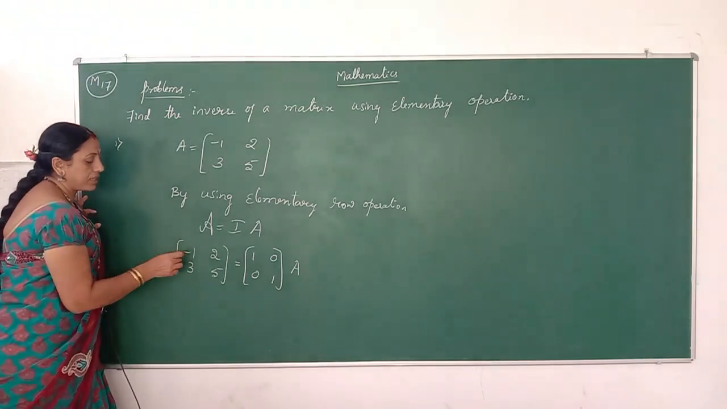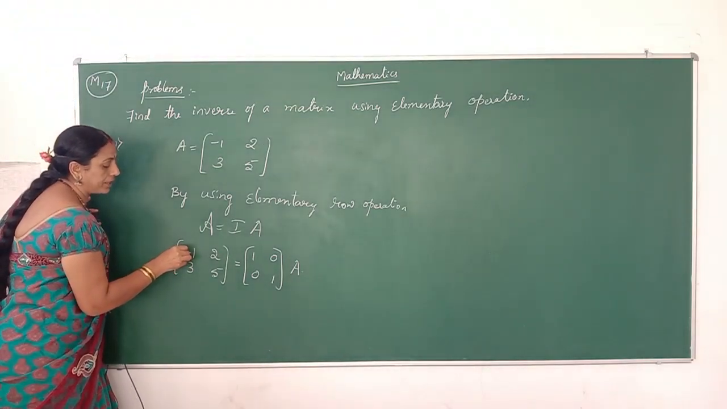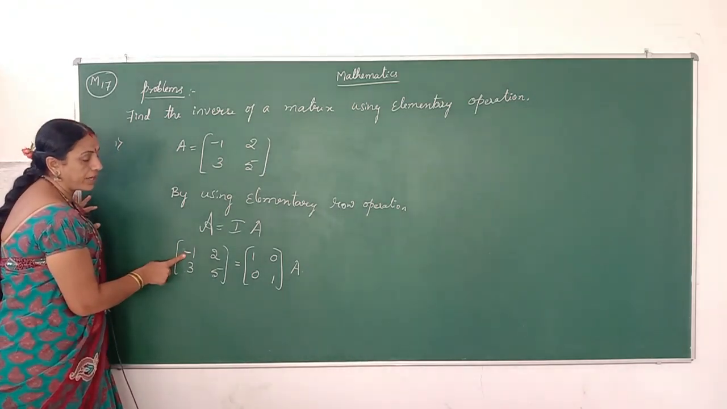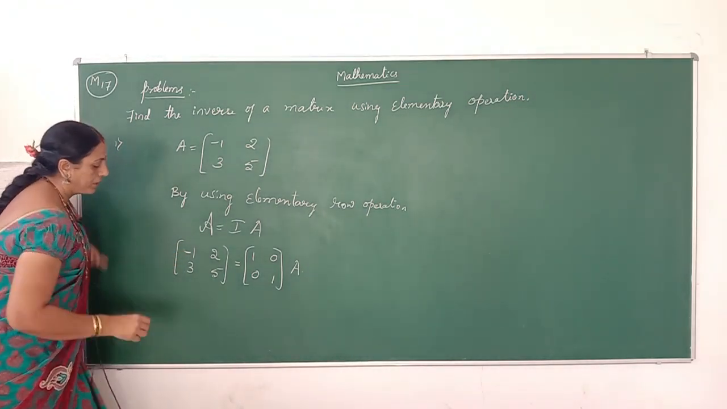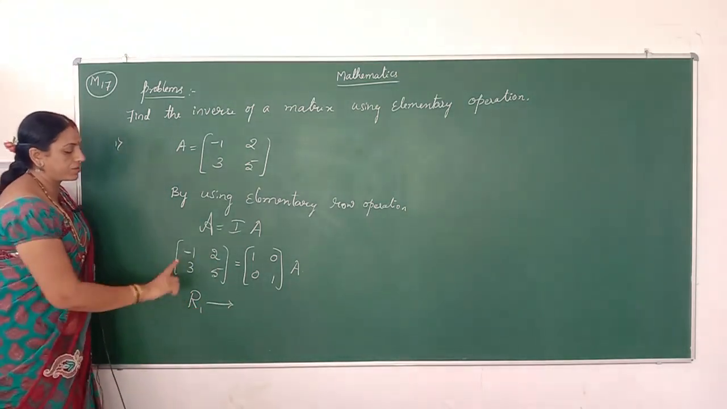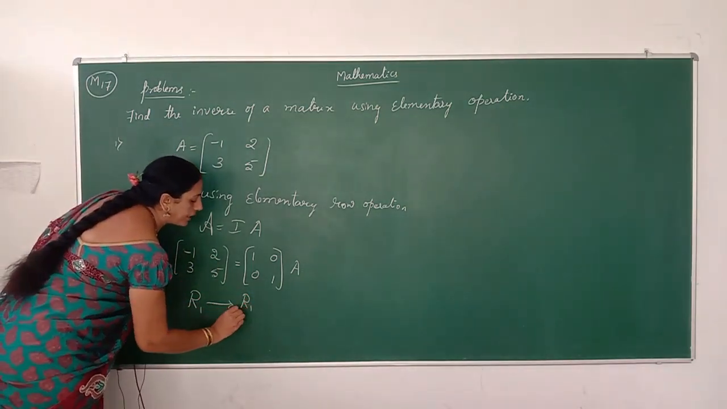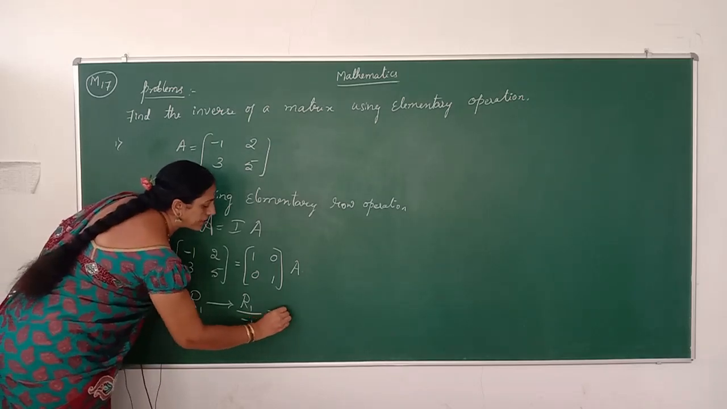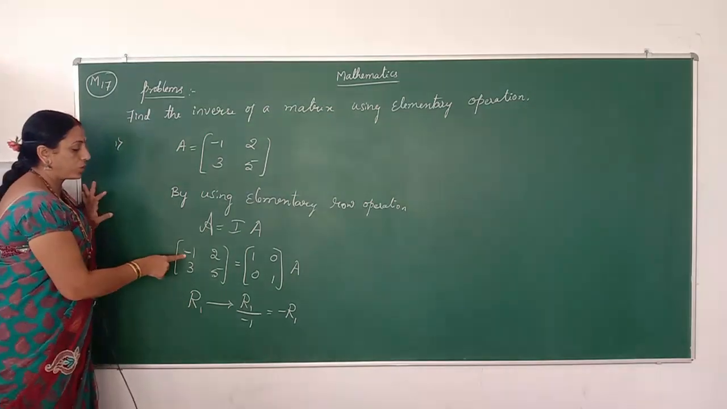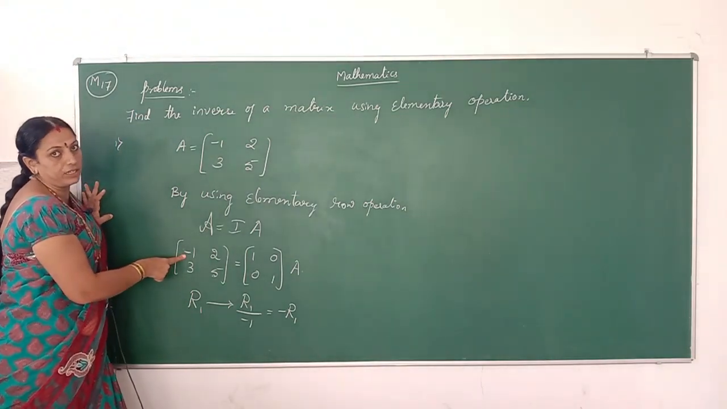The first place is minus 1, but by the definition of identity it should be plus 1. Therefore, how do we remove the minus 1 in that element? R1 can be changed with R1 divided by minus 1, otherwise it can also be written as minus R1.